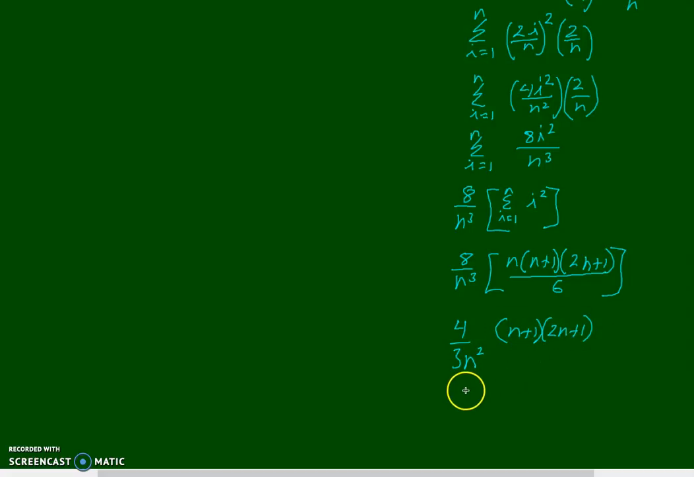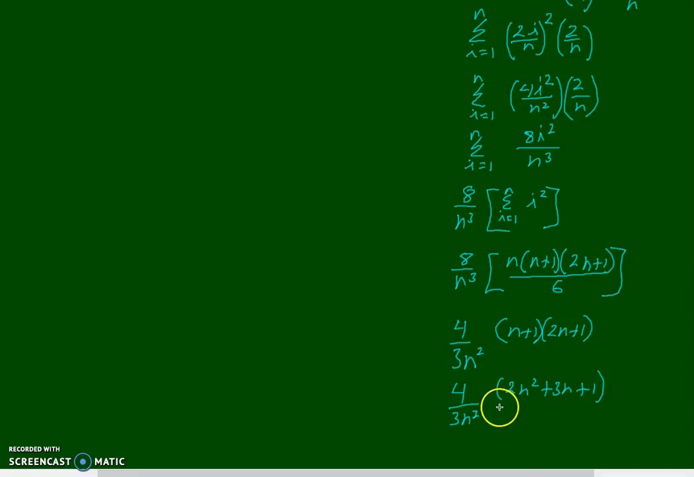Now we multiply this out. 4 over 3n squared times, that's 2n squared, that's n plus 2n, so that's plus 3n plus 1.